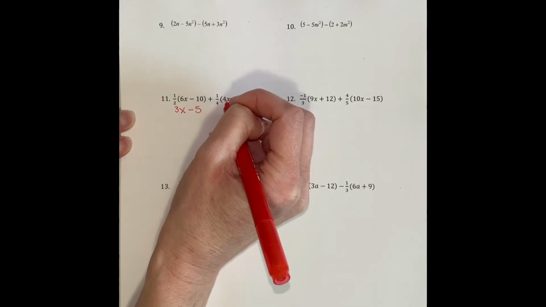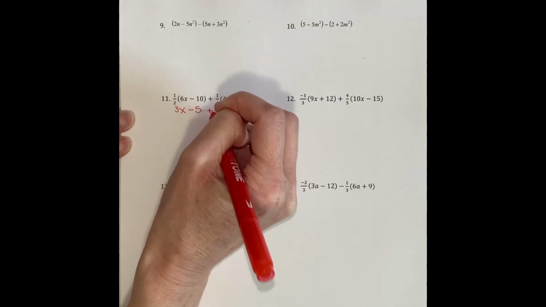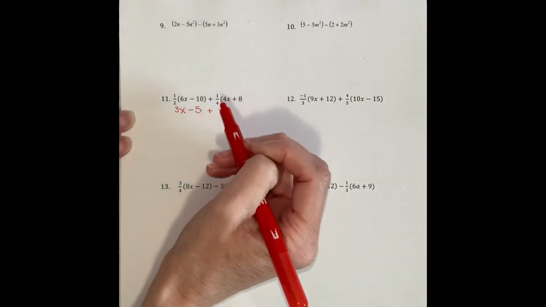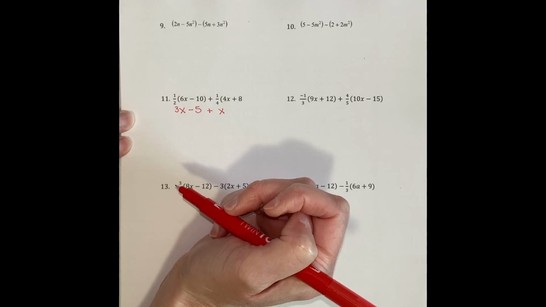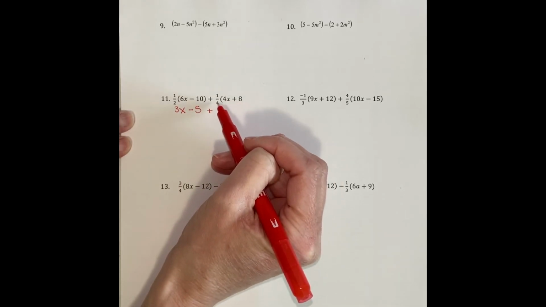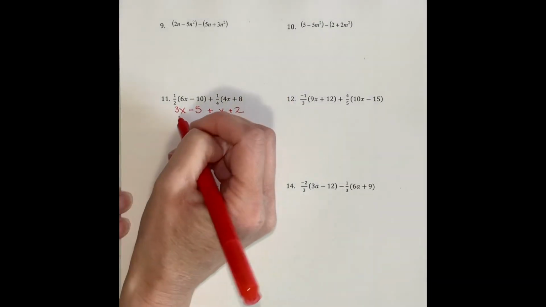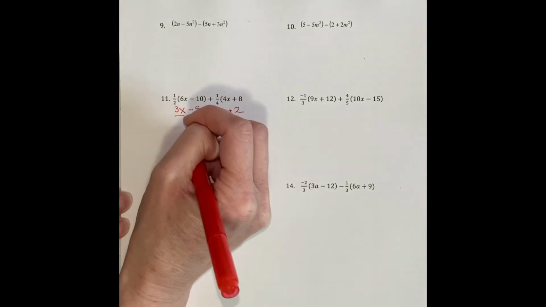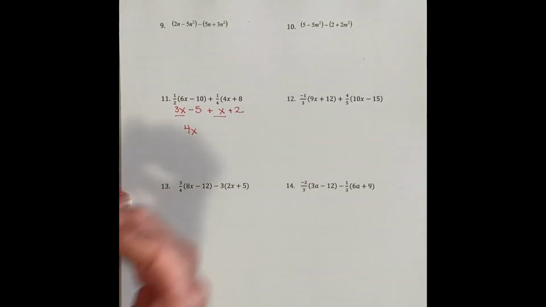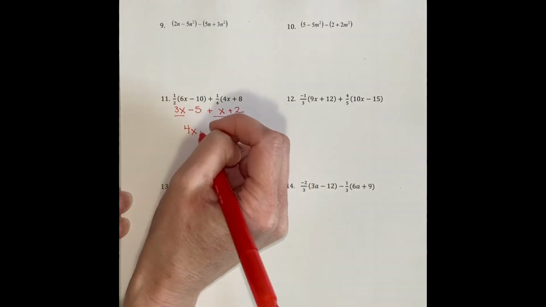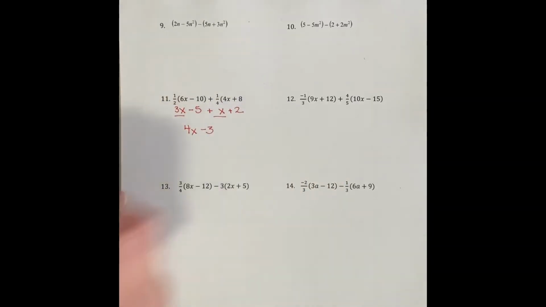This time we're distributing a 1/4. What is 1/4 of 4? Well, 4 divided by 4 is 1. And 1 times 1 is 1. So that is just plus x. And what is 1/4 of 8? 8 divided by 4 is 2. 2 times 1 is 2, plus 2. And now we combine like terms. 3x plus x, 4x, negative 5 plus 2, minus 3.